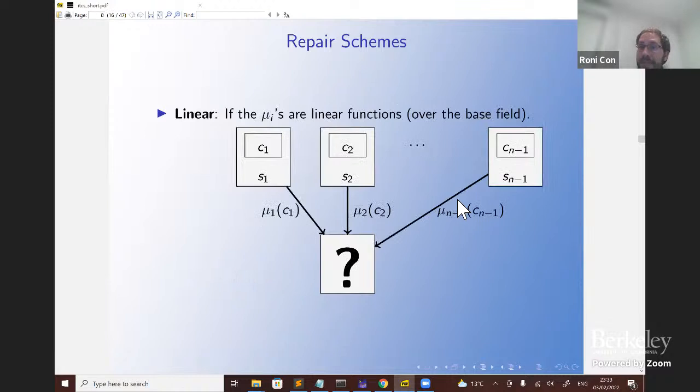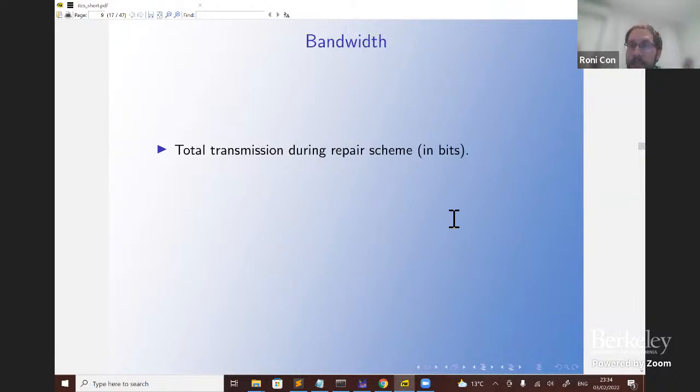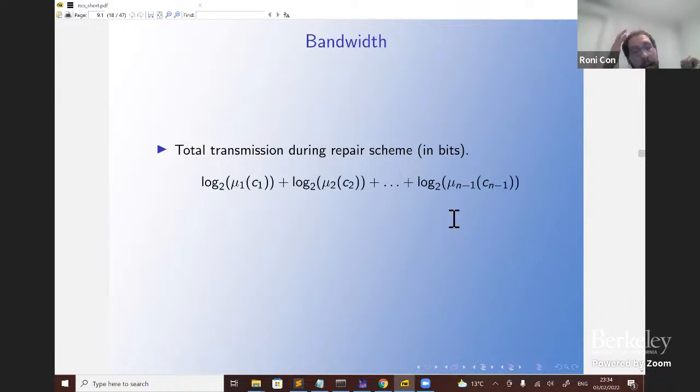Now the scheme is going to be linear if these functions mu1 up to mu(n-1) are linear functions, and by linear I mean linear over the base field. So recall that we are working in a finite field of order q, and it has a base field. Good. So the main parameter of interest is going to be the bandwidth, which is basically the total number of bits transmitted from the remaining nodes to the replacement node in the process of the repair. Basically it's the following sum. We want to minimize this parameter because in a real life scenario, it is not a rare incident that a server fails, and it triggers a lot of communication in order to recover the lost data. Minimizing the bandwidth will eventually, over long periods of time, make the system more reliable.